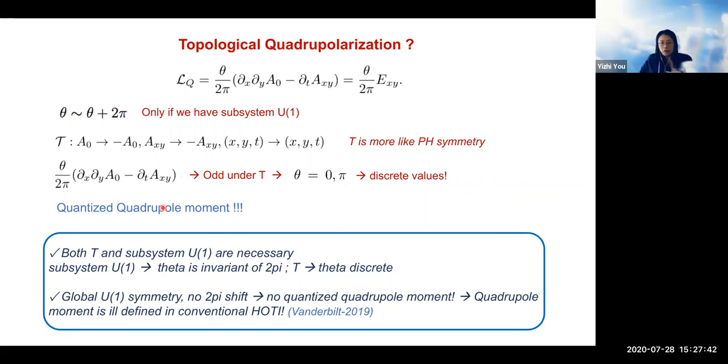If you only have global U1 symmetry, like the ordinary higher order topological insulator in the weakly interacting regime, then actually the quadrupole moment is always ill-defined in 2 spatial dimensions.